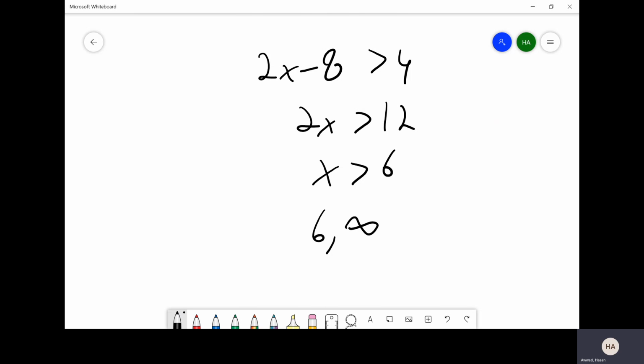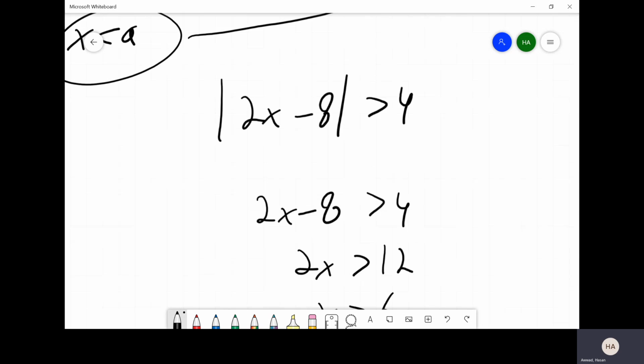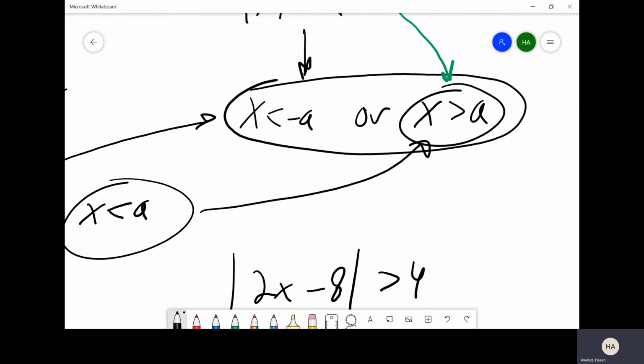We know that when we have infinity, it's always going to be a parenthesis. And because it's x is greater than 6, strictly greater than, not greater than or equal to, it is a parenthesis here as well. So this is going to be part 1 of our total solution. Now we have to do the other piece of this, which is x is less than -a. So this piece here that I just put a blue arrow to.